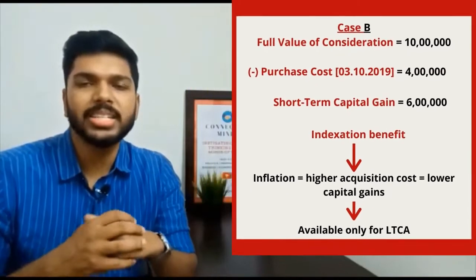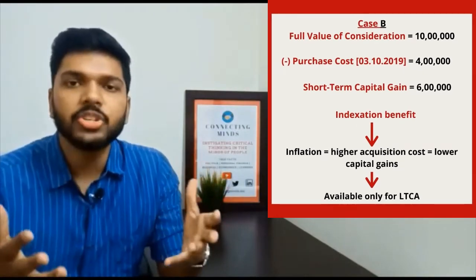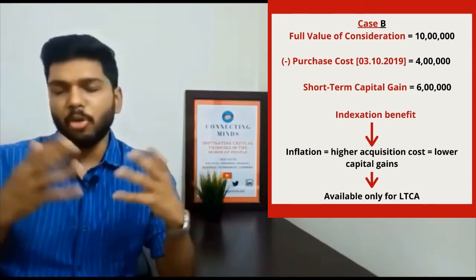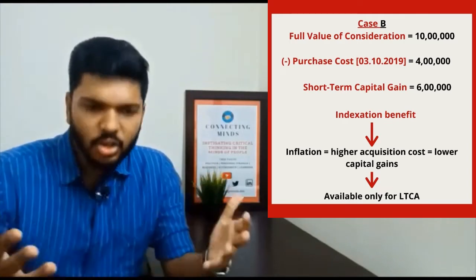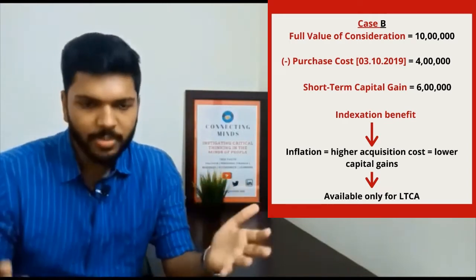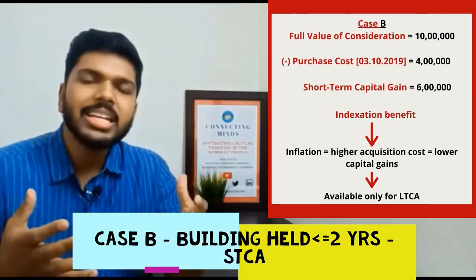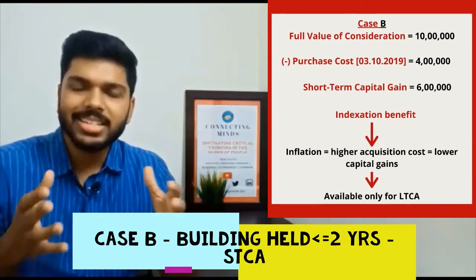Coming to the second case, the selling price still remains rupees 10 lakhs. The purchase cost or the cost of acquisition, in this case, is rupees 4 lakhs, and the gain or the profit that arises here is rupees 6 lakhs. Again, the question here is, why is the gain a short-term capital gain? Because in the second case, the building is a short-term capital asset as the period of holding is less than 2 years.